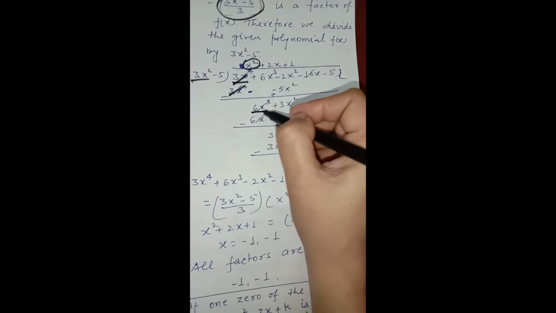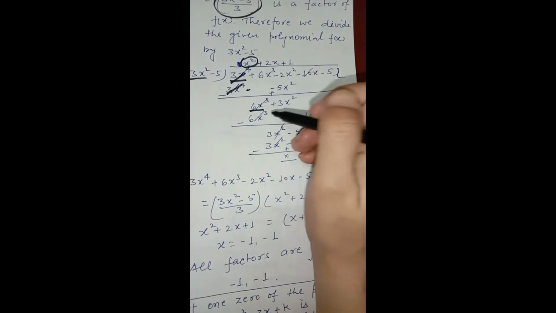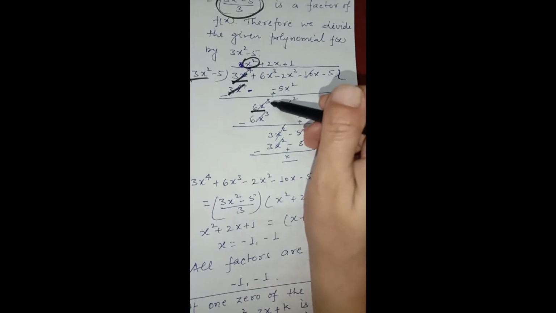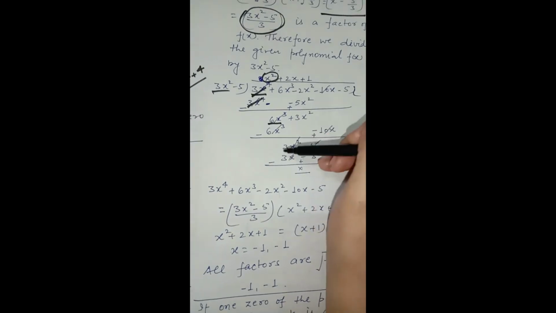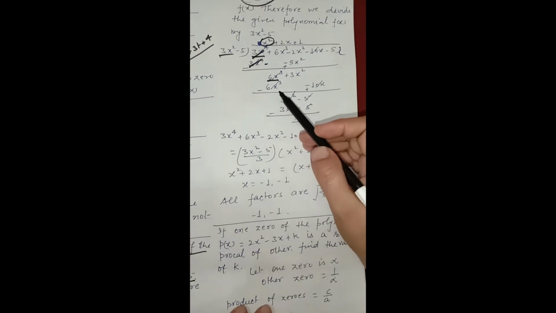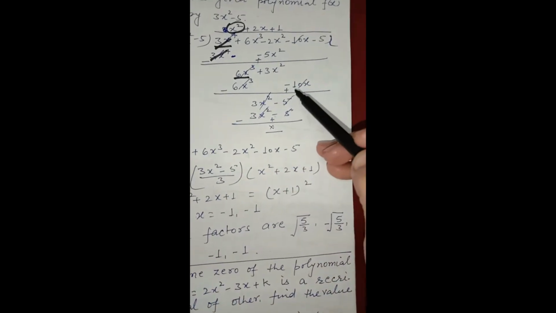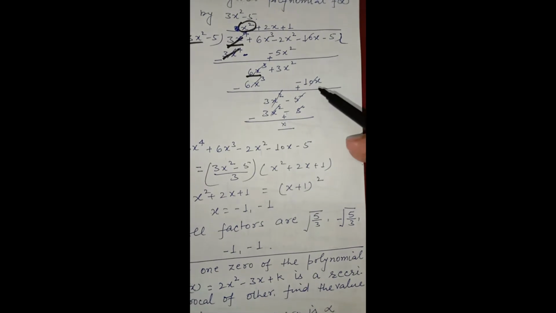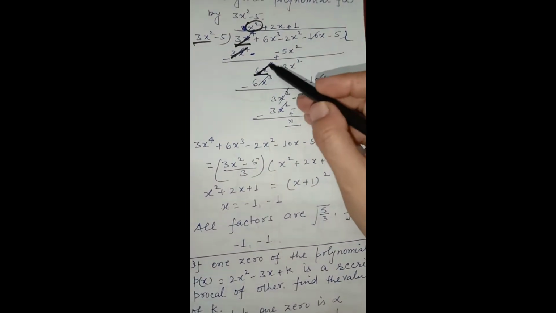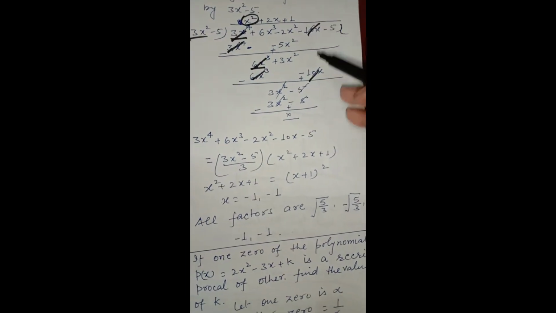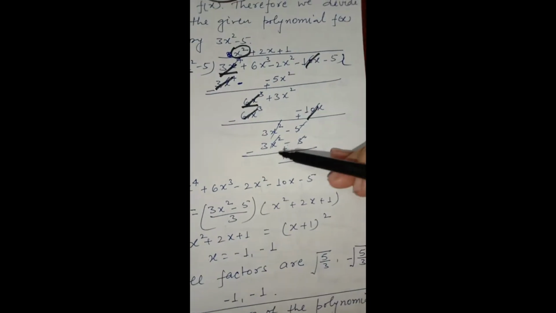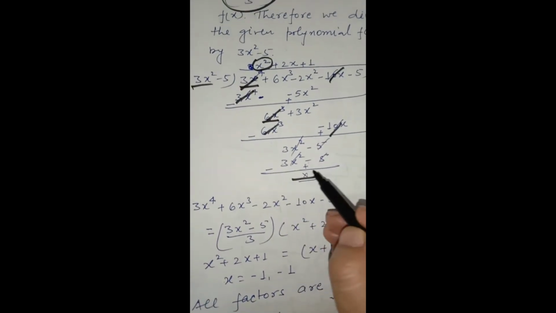Now take the first term of the dividend at this step and the first term of the divisor, 3x square and 6x cube. So it will go 2x times. Again in the same way we'll multiply, and we'll get 6x cube and minus 10x. We'll arrange the term under the term of x. Now subtract. These two terms will be cancelled and we'll be left with 3x square minus 5. So it will go one time and now we'll get the remainder as 0.